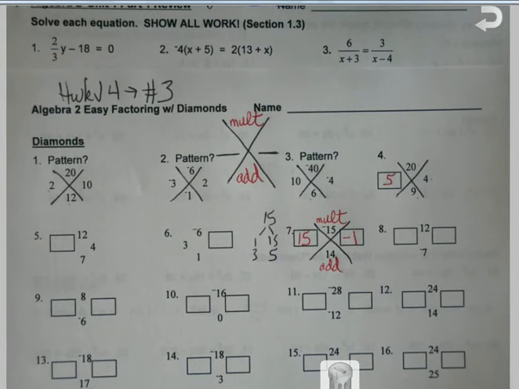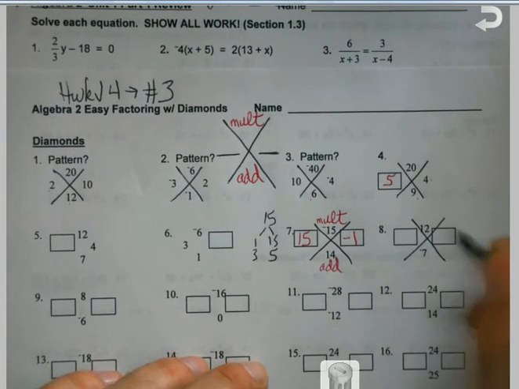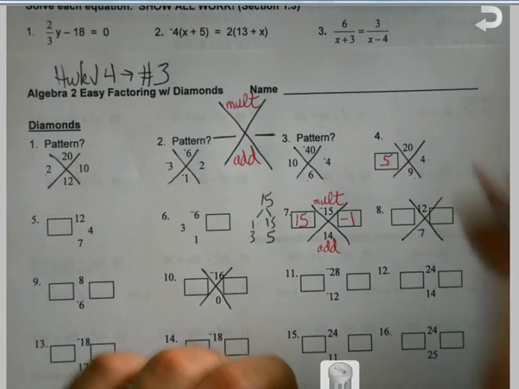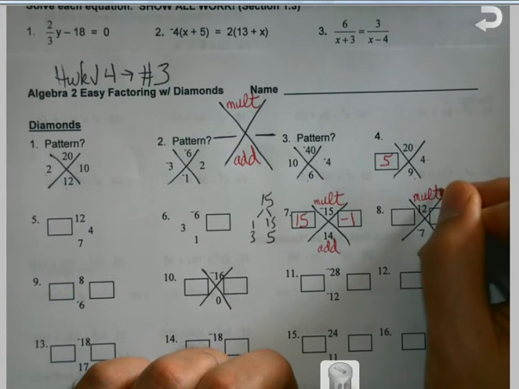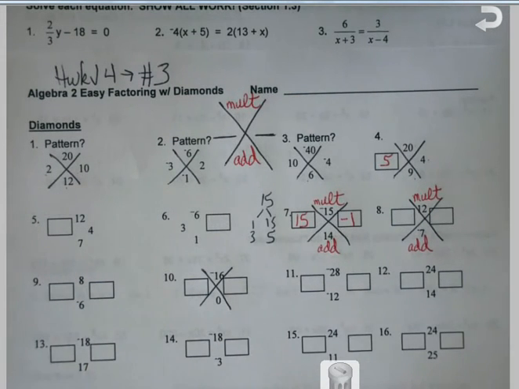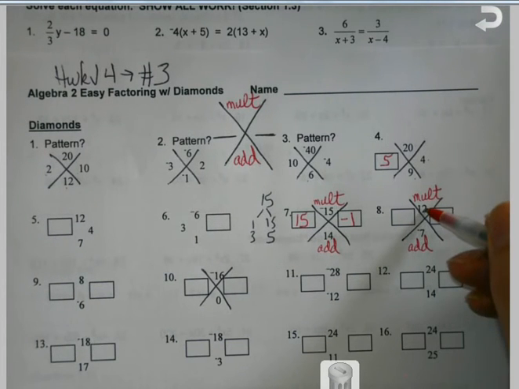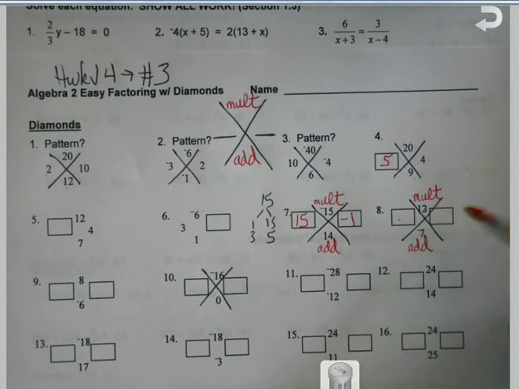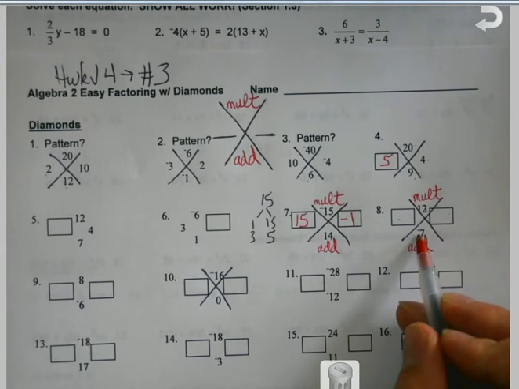Let's find one more here. Ooh, I heard 10. Okay, let's do these couple. Let's do 8 and 10. All right, multiply to positive 12. Add to negative 7. Now here's one thing I want you to think about before you start throwing numbers out. If this is going to multiply to be a positive, that tells you one of two things. Either both numbers are positive, or both numbers are negative, because negative times negative is positive, but so is positive times positive.